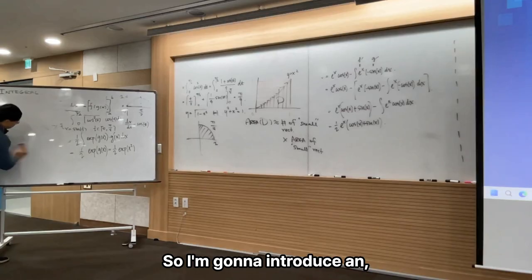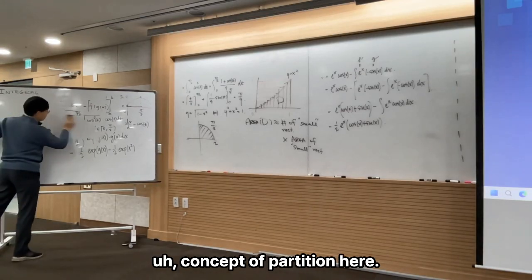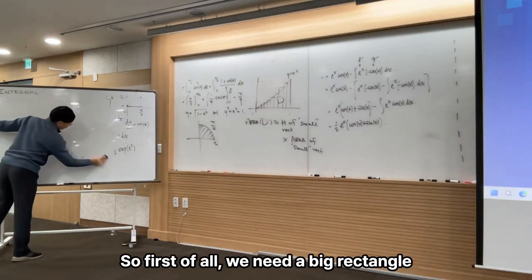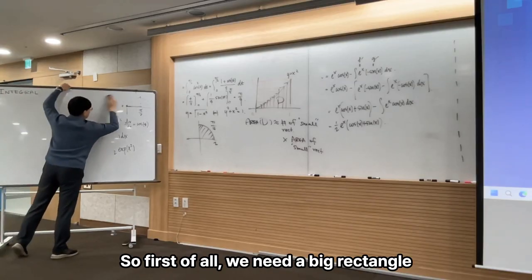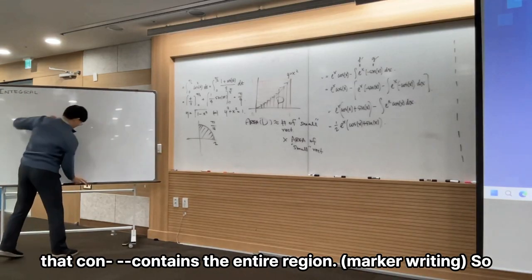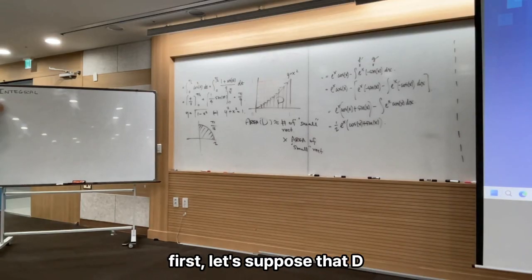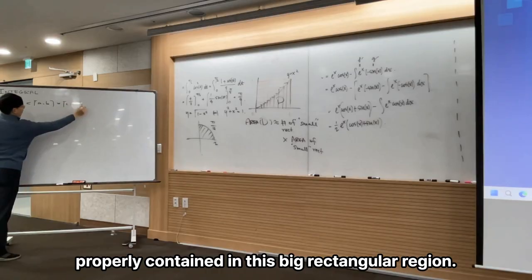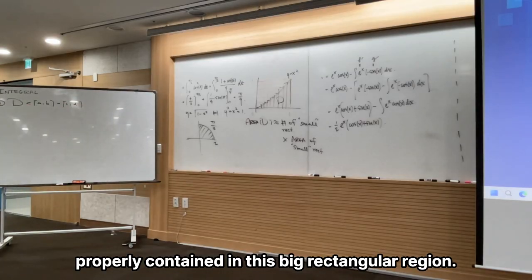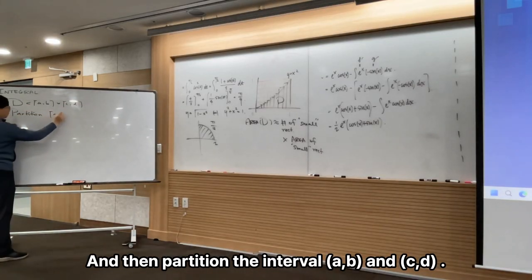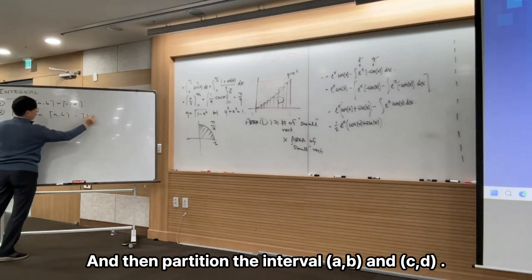So I'm going to introduce a concept of partition here. First of all, we need a big rectangle that contains the entire region. So first, let's suppose that D is properly contained in this big rectangular region. And then partition the interval AB and CD.